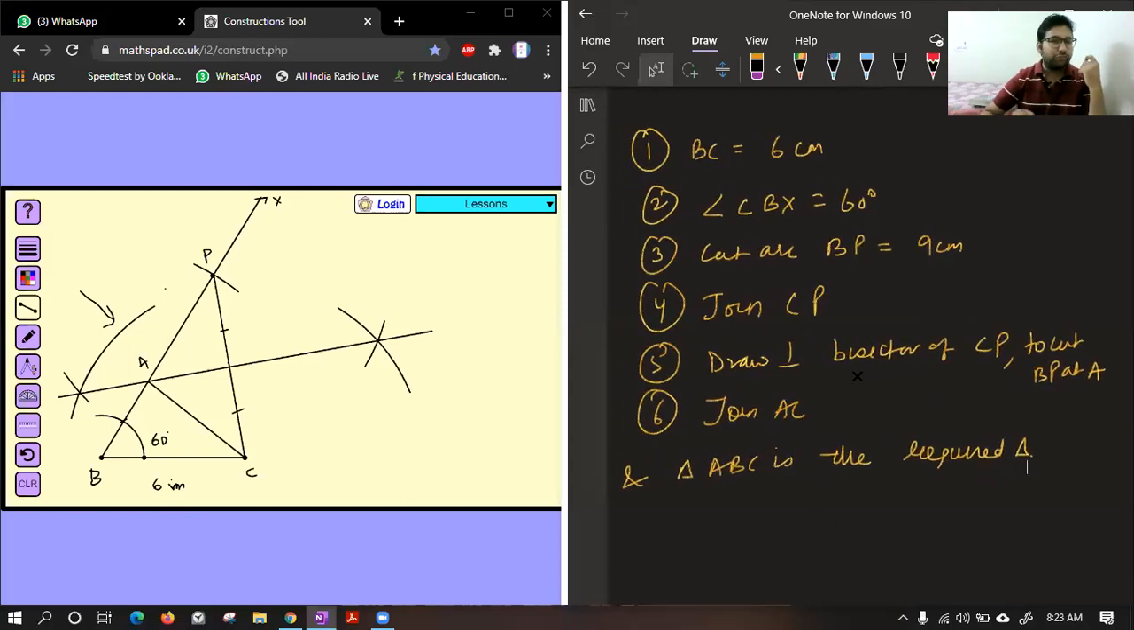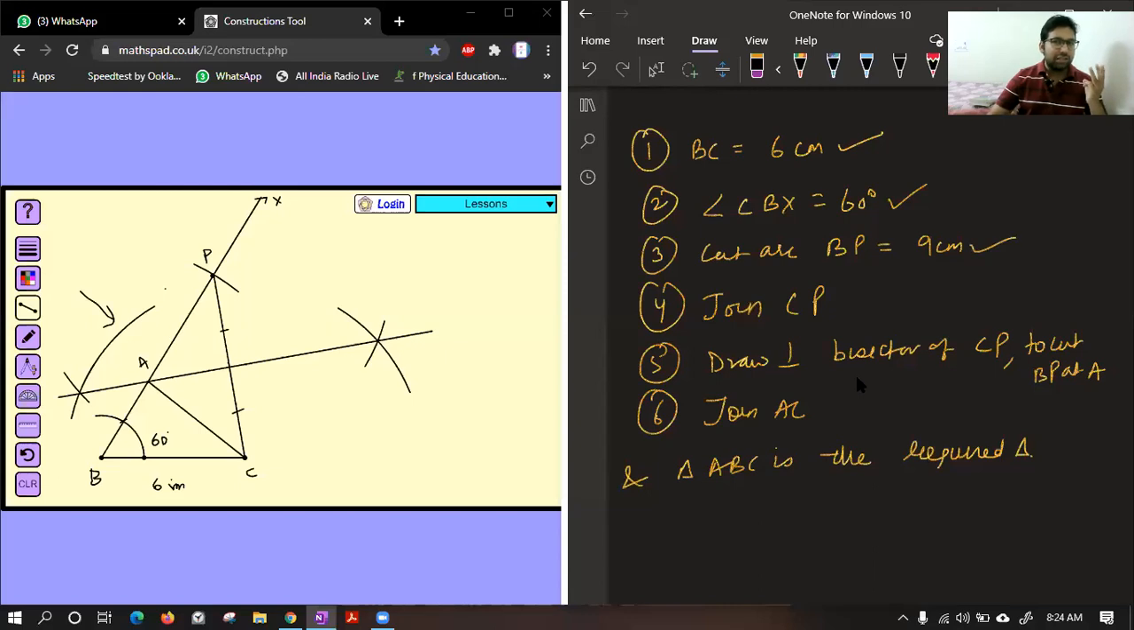Parkhi, the first step that we have done, first of all, it is the first case of construction of triangles in which one base length is given to you, one base angle is given to you, and the sum of the other two sides is given to you. You have to make a way to reach the particular triangle. The first thing that we have done, we have drawn the base as 6 centimeter. Second thing is the base angle as 60 degree. So you can see first step is BC 6 centimeter. Second step is angle CBX equal to 60 degree.